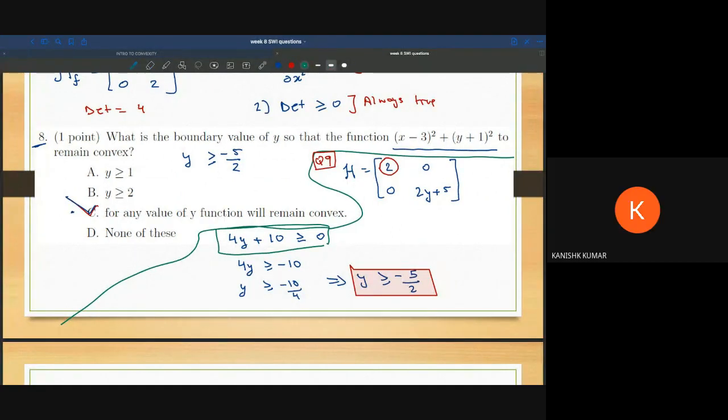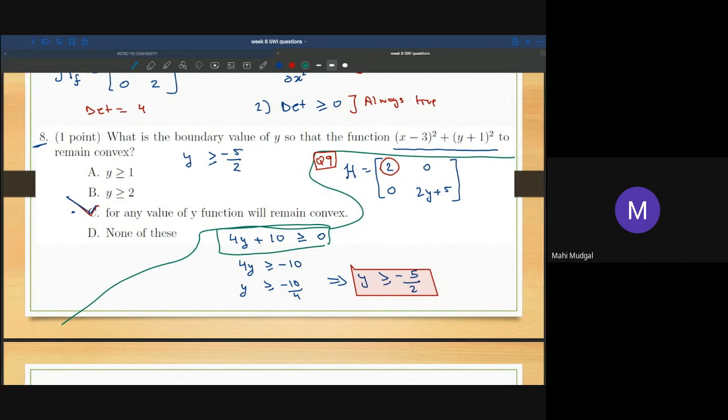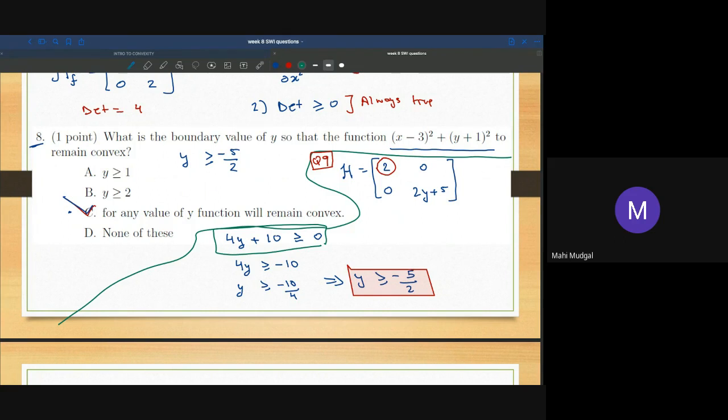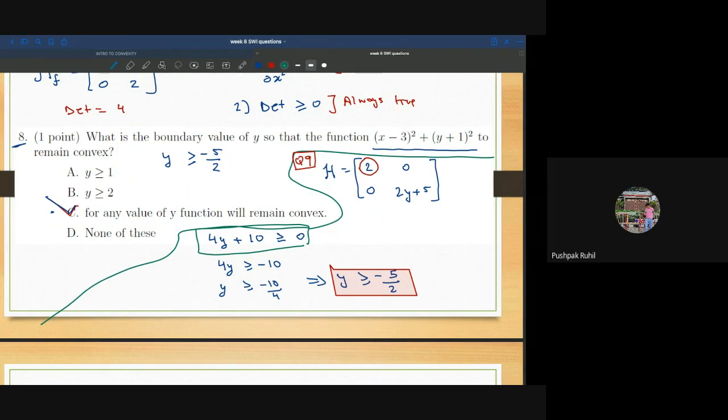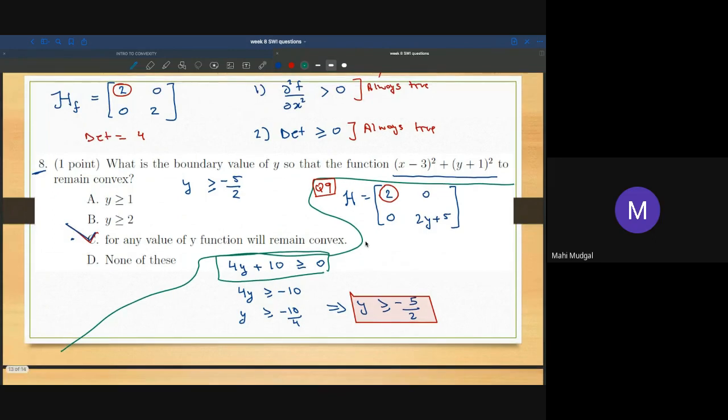Understood. Mahi, is there any question? Sir, actually, I want to know how d square f by dx dy comes to be 0? Where exactly? In the equation forming the Hessian matrix, in this particular case? Yes, sir, the 0 part. d square f by dx dy equals 0. Is this what you're talking about?